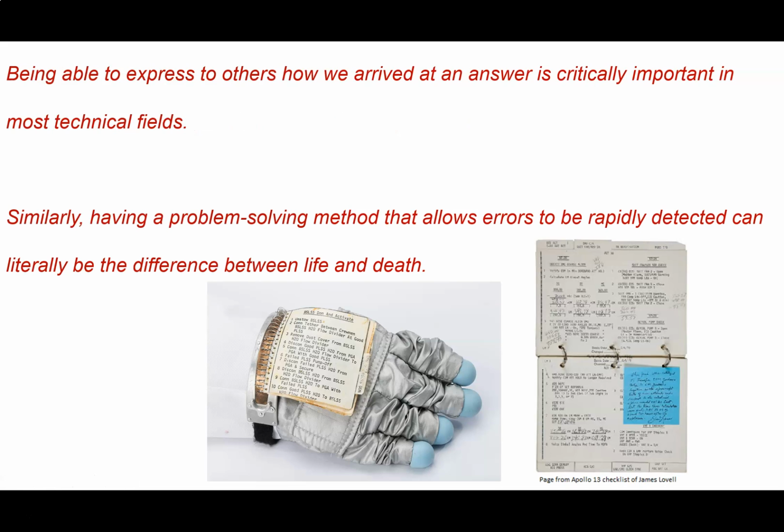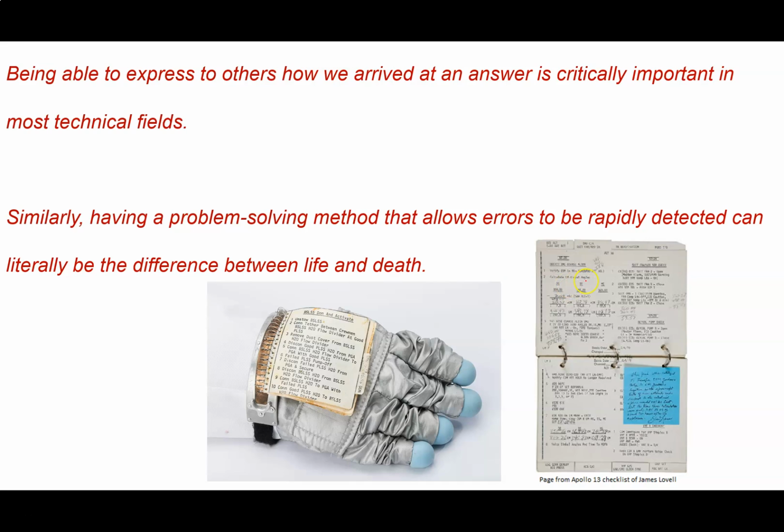Being able to express to others how you arrived at an answer is critically important in most technical fields. And similarly, having a problem-solving method that allows our errors to be rapidly detected can literally be the difference between life and death. There are many examples where someone has made an error in a series of calculations, and as a result, someone has died. Sometimes we think that we're too good, or it's unnecessary to illustrate what we're doing, but even the best guys use these kinds of methods.